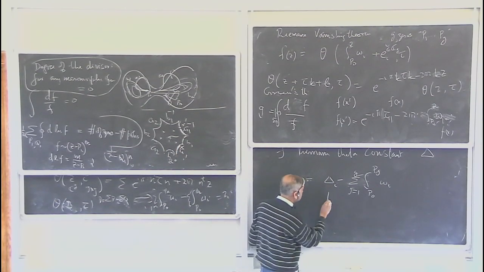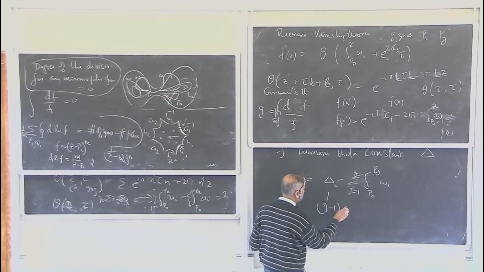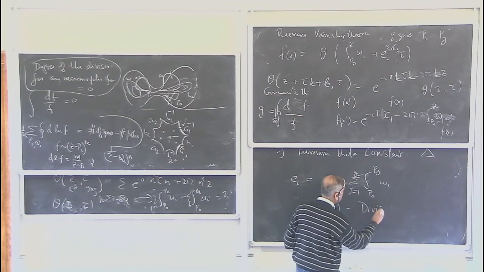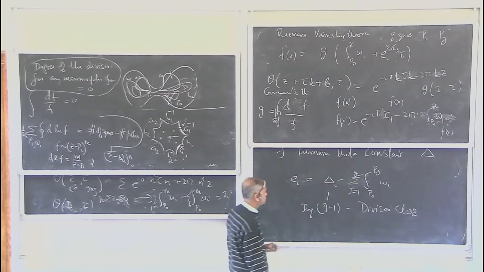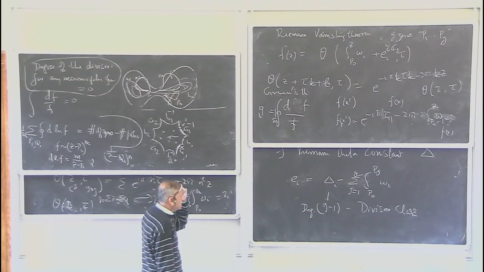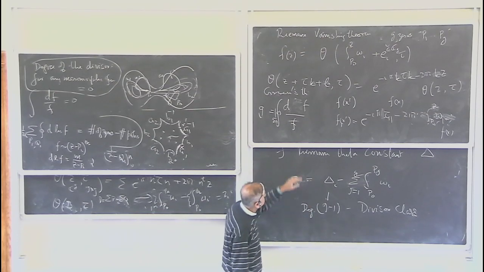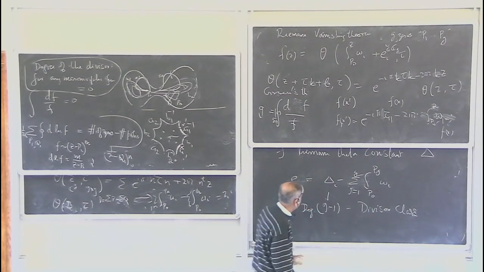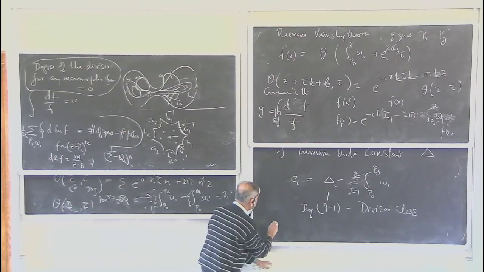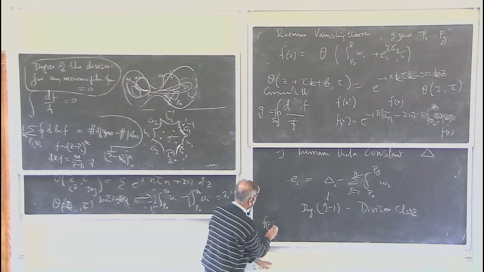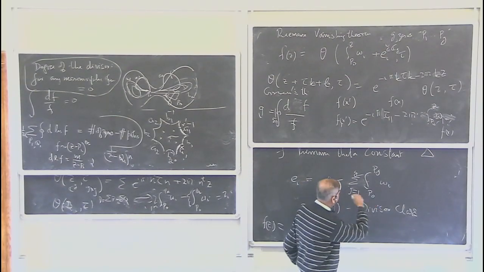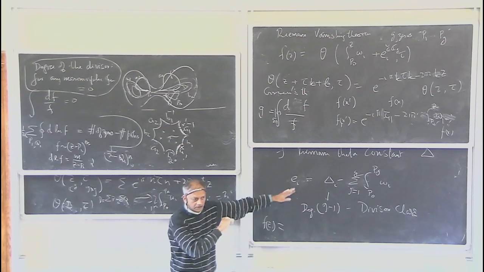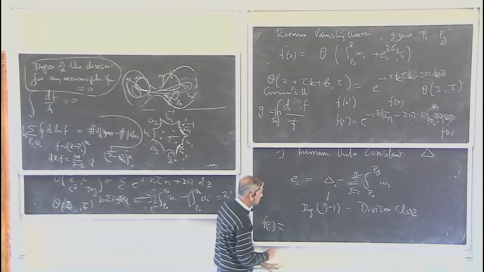Delta itself is a divisor class of degree g minus 1. That is there, and so then you can write it like this. If I substitute that back there, then f of z becomes... I mean, one can write down an explicit formula for this delta, but we'll never need it.